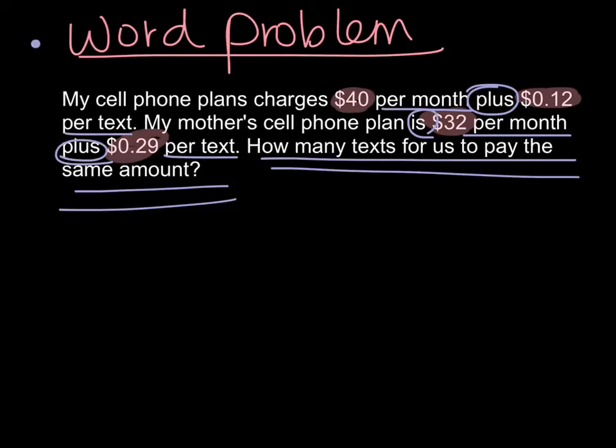So my cell phone plan charges $40 per month plus 12 cents per text. And my mother's cell phone charges $32 per month plus 29 cents per text. So I want to know when they equal each other. So I want them to equal each other, okay? So let's say this is mine and this is mama's, okay? Alright, let's focus on mine for a second.